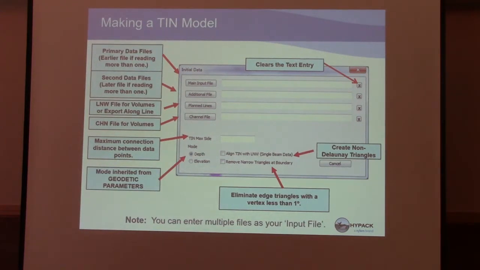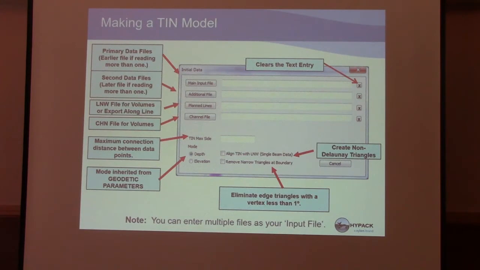So, I said you have to have a main input file and a tin max side. Those are the 2 things you have to have. You can have a secondary file if you want to do the tin-to-tin comparison, so you can have 2 files. You can have an LNW file if you want to compute volumes along an LNW, or there's a section where you can do the 2D sections through the data.